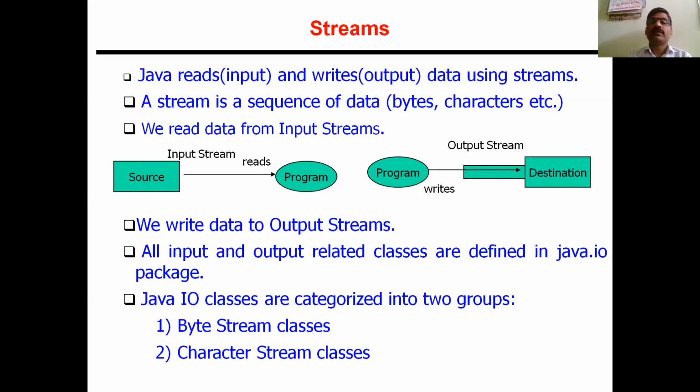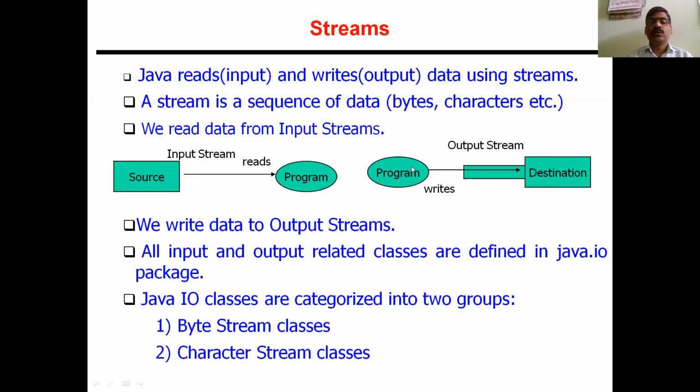We read the data from input streams. That means here this is a source for an input. It may be a keyboard or it may be a mouse. So this is a source of input, we can say. Your Java program can read the data from this input source by using an input stream class.